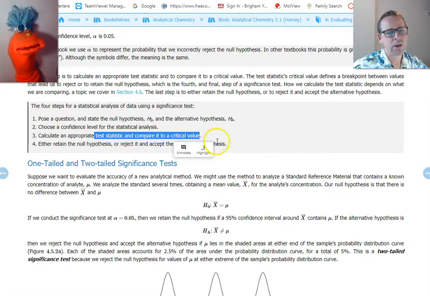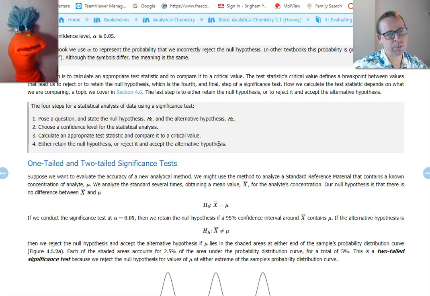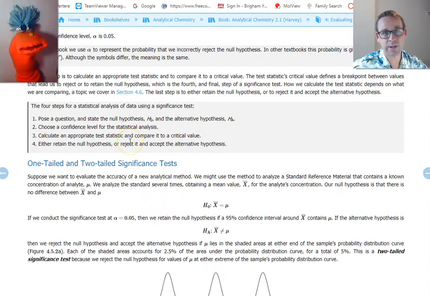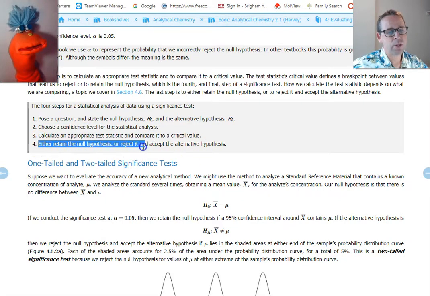Okay? Now, most of what we're going to be doing, we're going to simplify for ourselves in Excel, and it will compare the value for us and report just an alpha value when we do a significance test. It'll result in an alpha value or a p-value. And so what we're looking for is that p-value being greater than or less than 0.05 for our 95% confidence level. Okay? And then we make the decision to either retain the null hypothesis or reject it, which is to say we accept the alternative hypothesis.